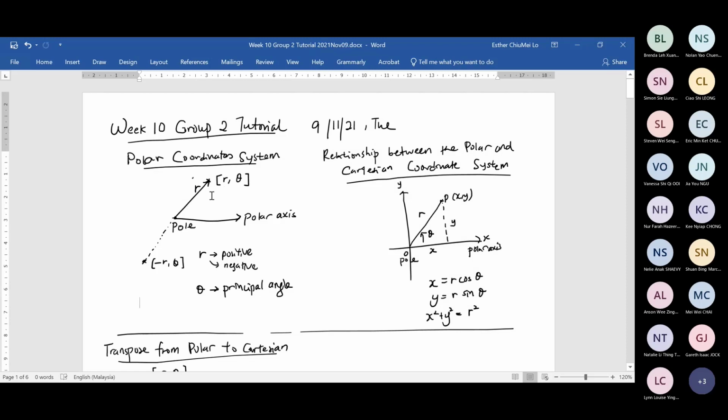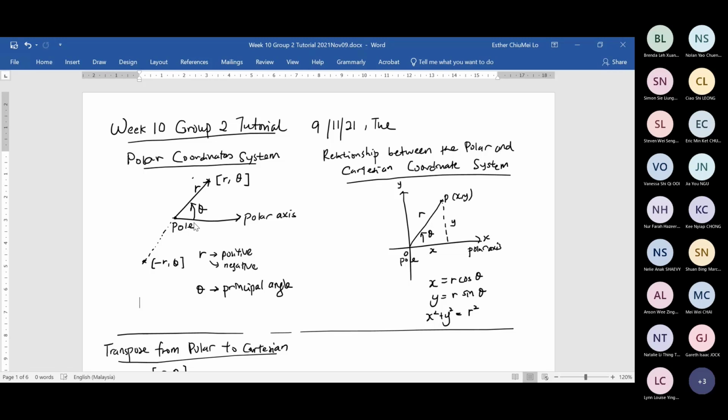Okay, we have learned about the polar coordinate system. If you look at the diagram here, this is a straight line. We have the polar axis, which is just like your positive x-axis, and then the pole here. If they form an angle, we call it theta, and the length here is r.